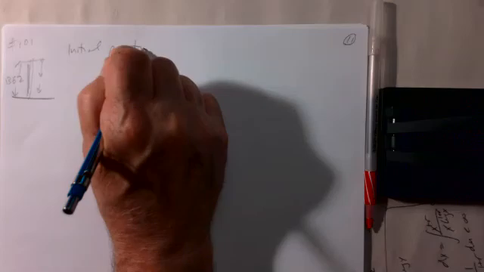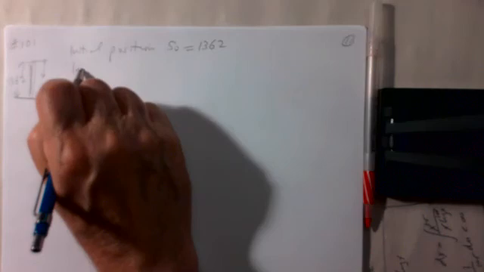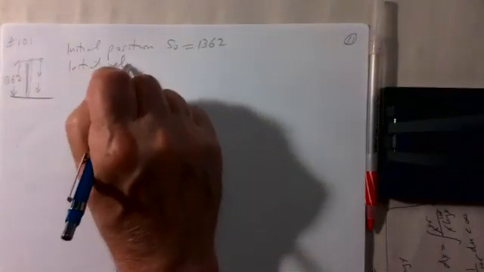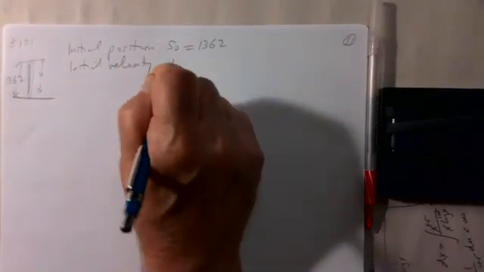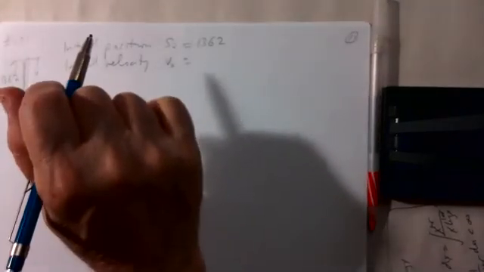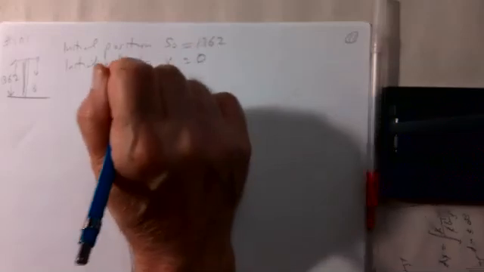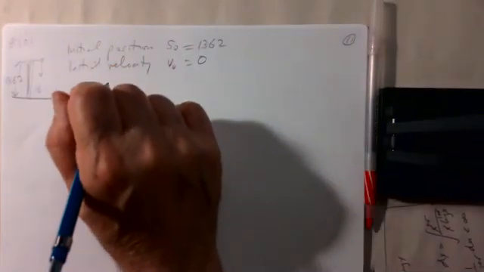Okay, so the initial position s0 is just the height of the building. The initial velocity, v0, you're not throwing it, so you're not giving it any initial velocity, you're just letting it go. So the initial velocity is 0.